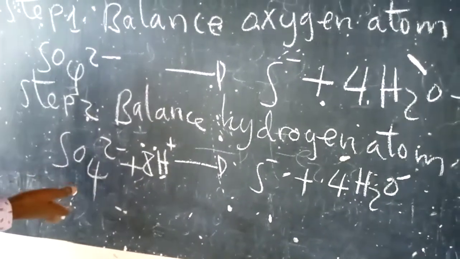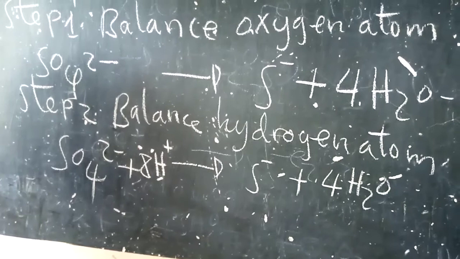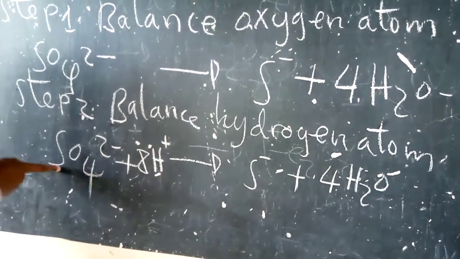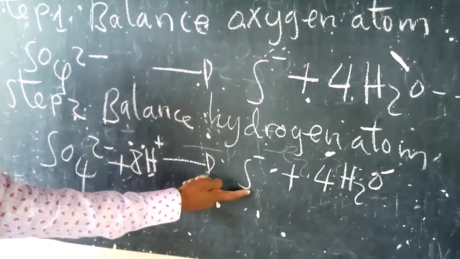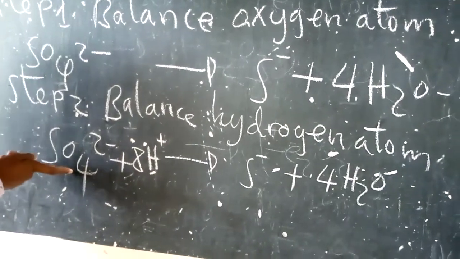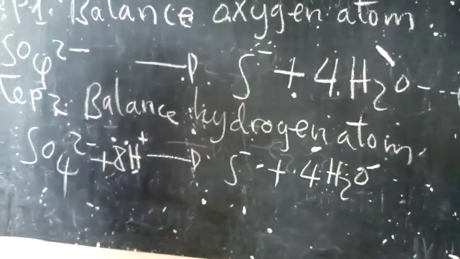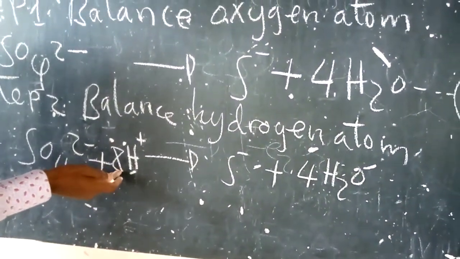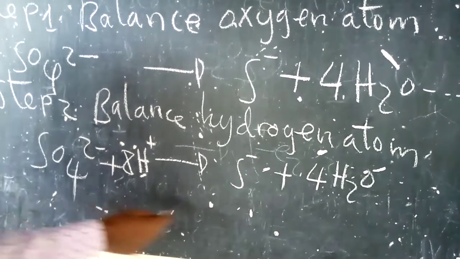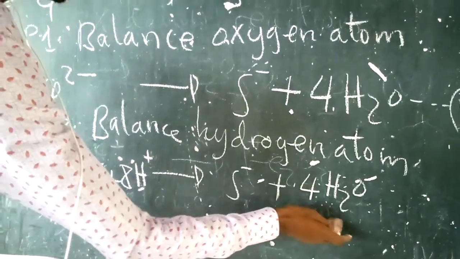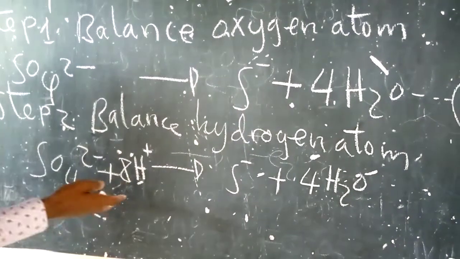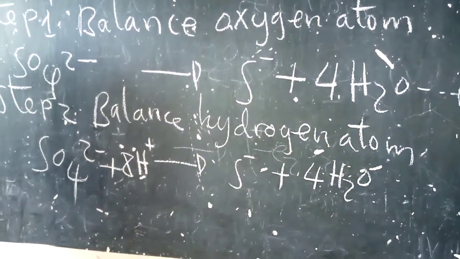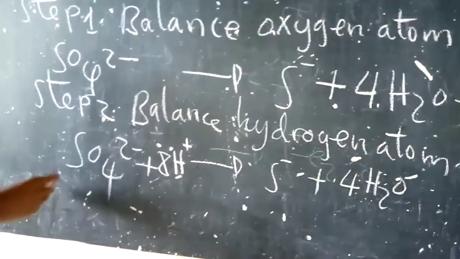When you look at our equation in terms of material, it is balanced, because we have 1 sulfur in the reactant side and 1 sulfur in the product side. We have 4 oxygen in the reactant side and 4 oxygen in the product side. And we have 8 hydrogen protons in the reactant side, and 4 times 2, 8 hydrogen atoms in the product side. So this equation is balanced in terms of materials. What remains is charges. So step 3.